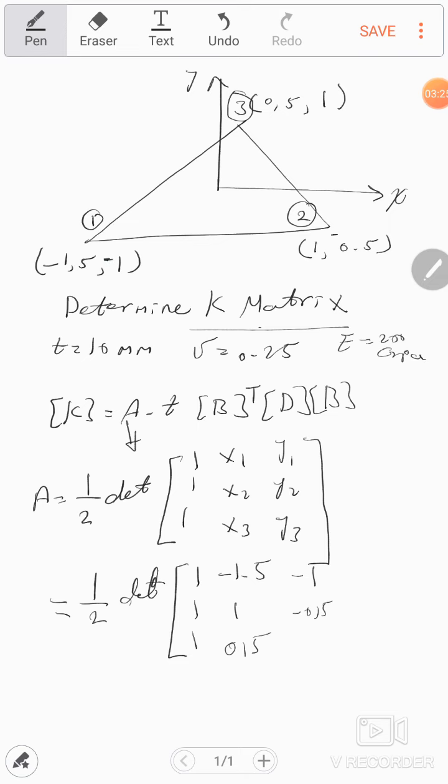Okay, and the node 1, and for the last one is 1. Calculate it by using your calculator. So the final result equals 0.75, okay, meter square.